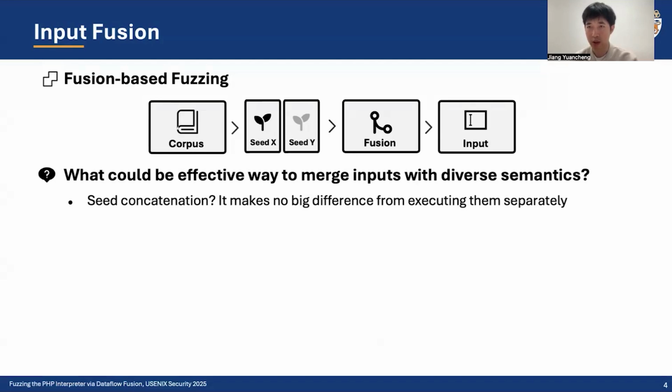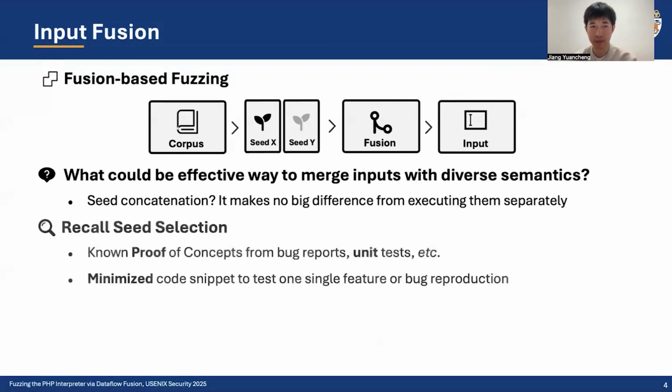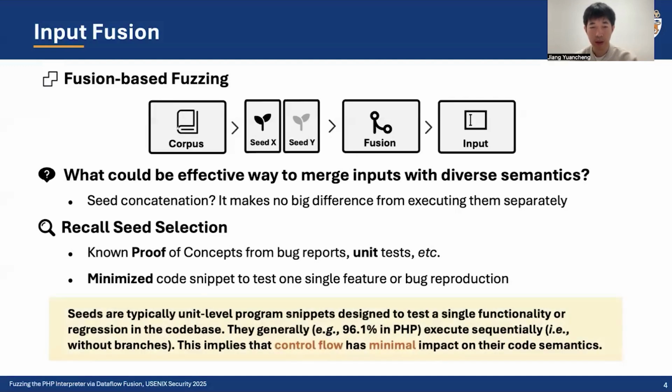One naive solution is to do seed concatenation. However, it makes no big difference from executing them separately. Let's recall seed selection. Usually, the corpus is a collection of known proofs of concept from bug reports, unit tests, etc. And they are minimized code snippets to test one single feature or bug reproduction. So, seeds are typically unit-level program snippets designed to test a single functionality or regression in the code base.